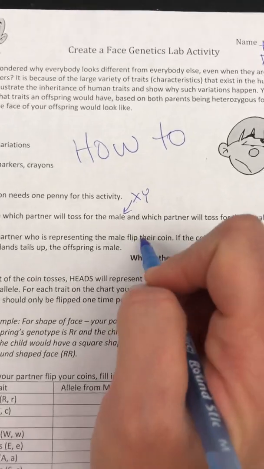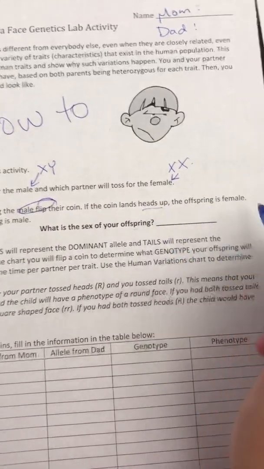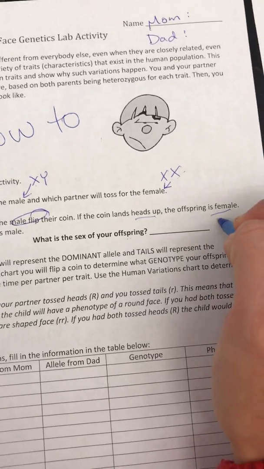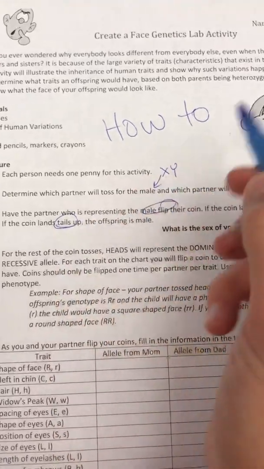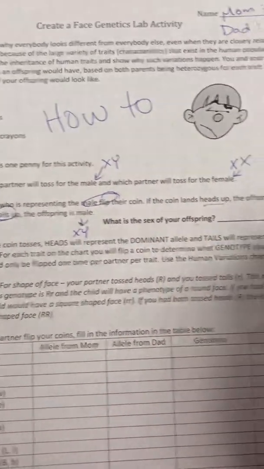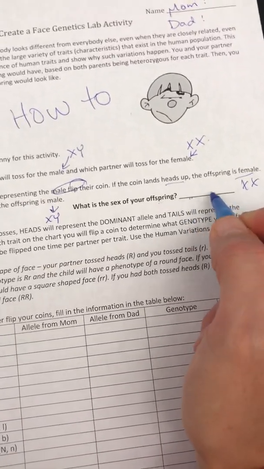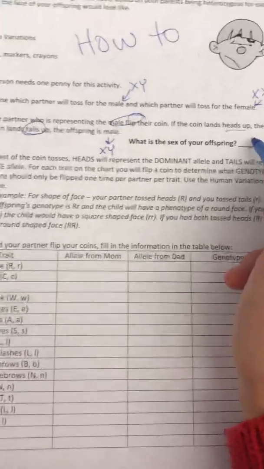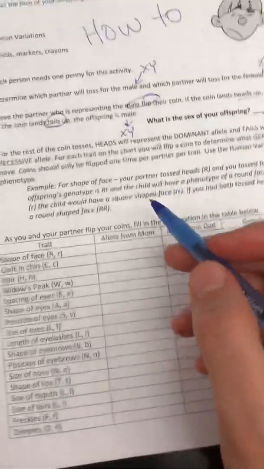So the dad flips the coin, and if it's heads, it's going to be female, so your code would be XX. And if it's tails, then your baby is male, and you put XY as your genotype. Okay, so you put here the gender, male or female. Okay, so when you're drawing your picture, you will draw a male or a female child.